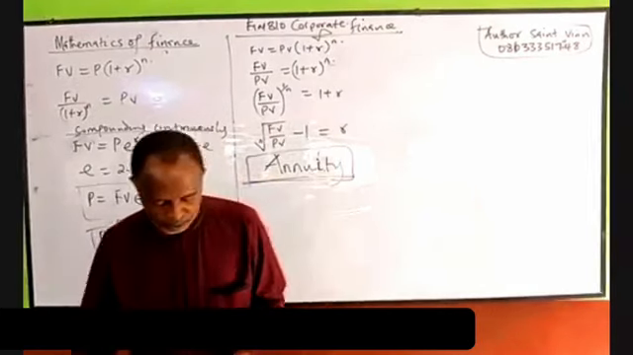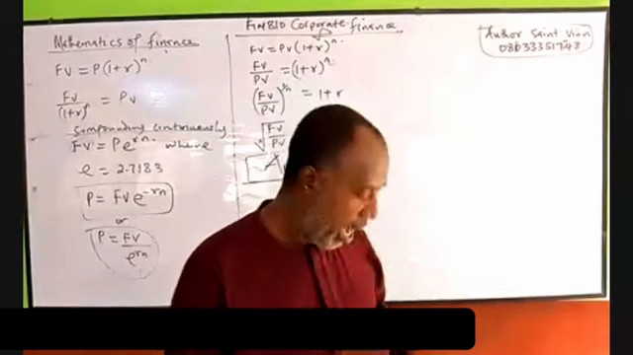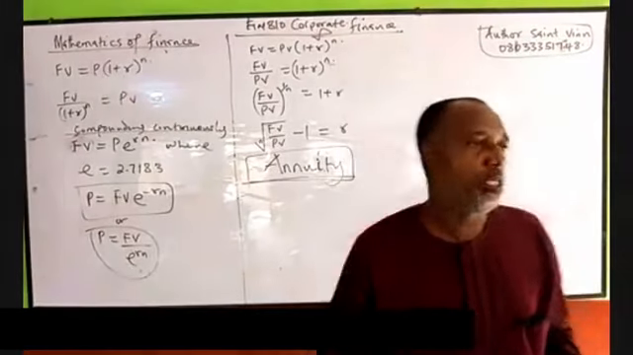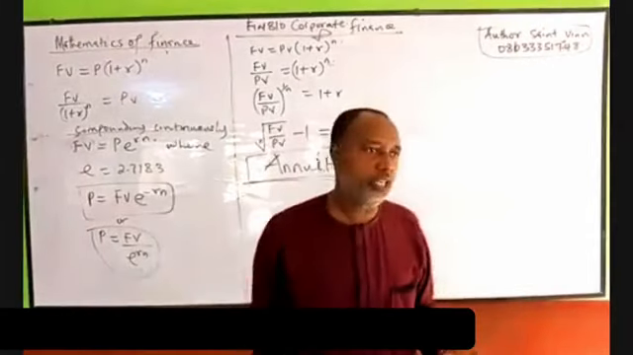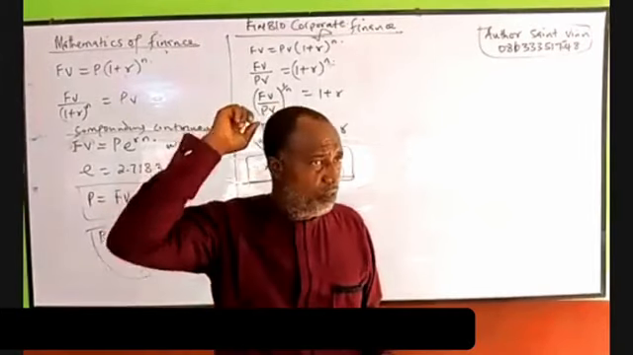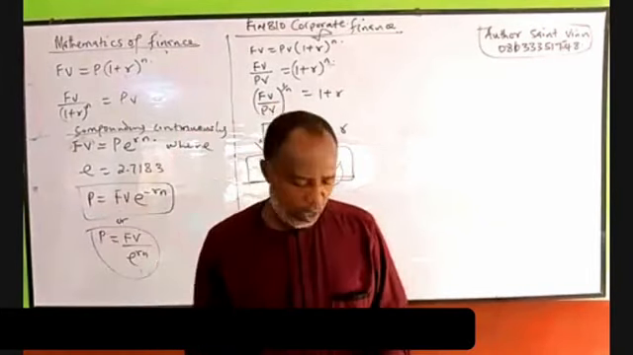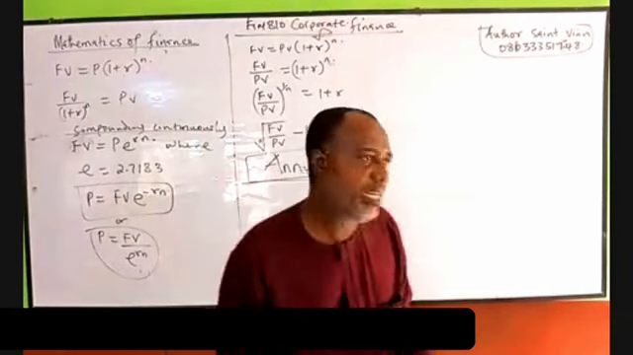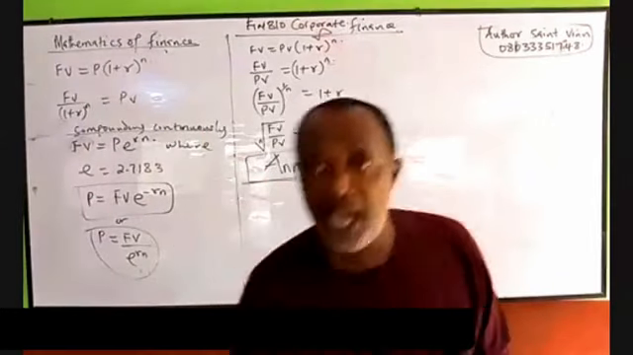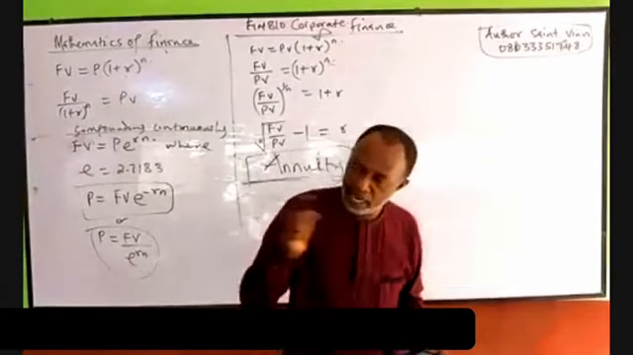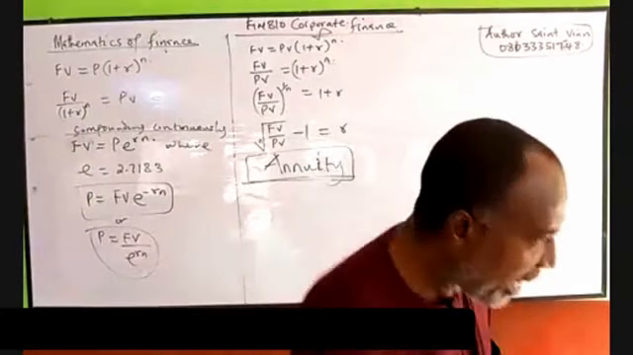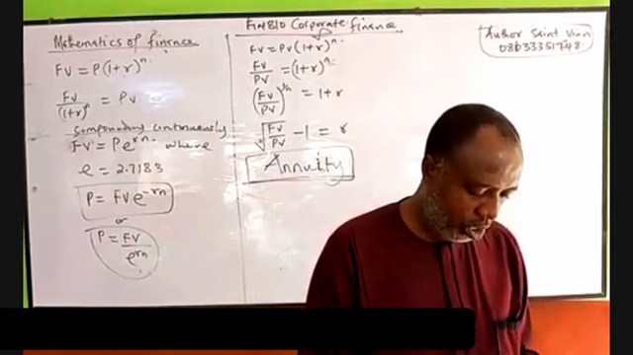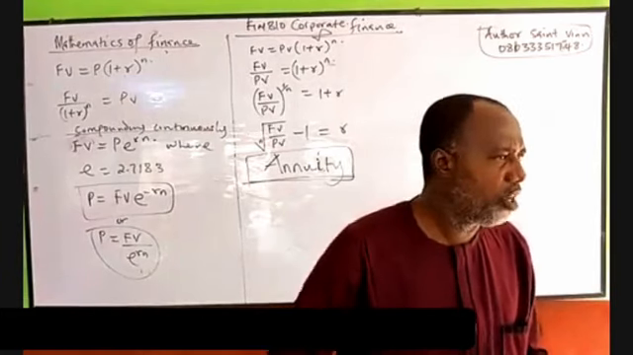Or annuity due, D-U-E. Ordinary annuity, bracket open, at the end, close the bracket, or annuity due, bracket open, at the beginning, close the bracket. Did you understand?